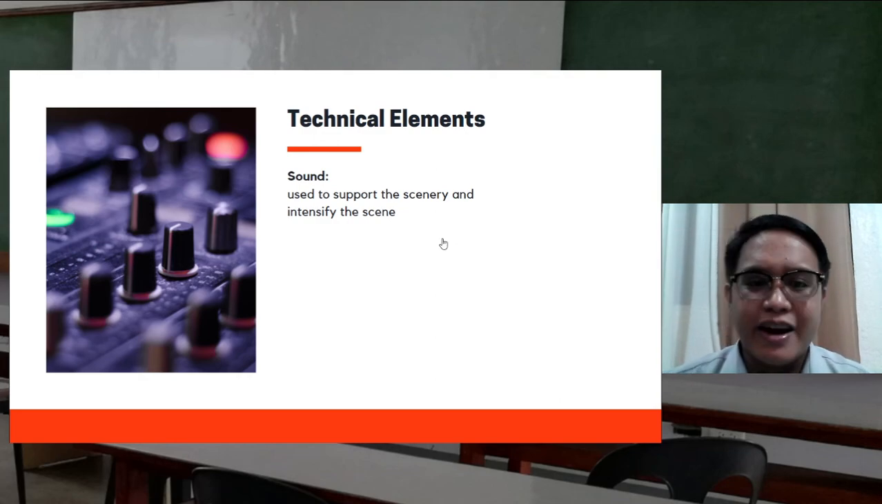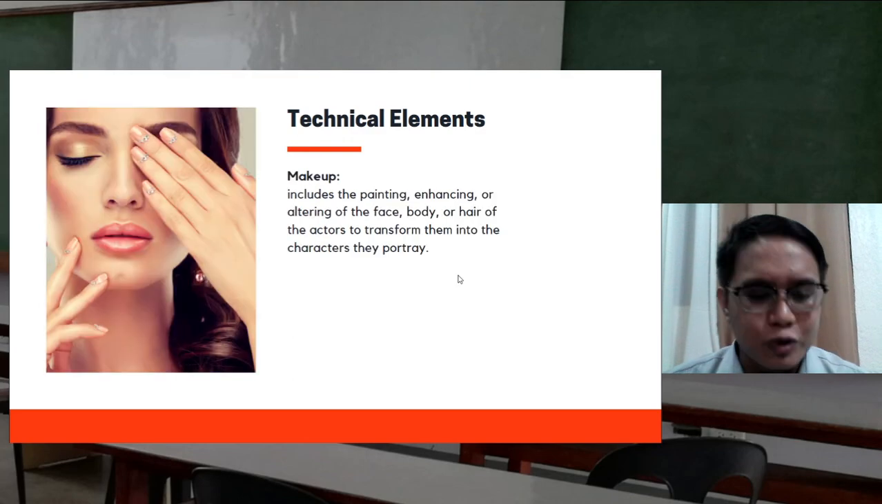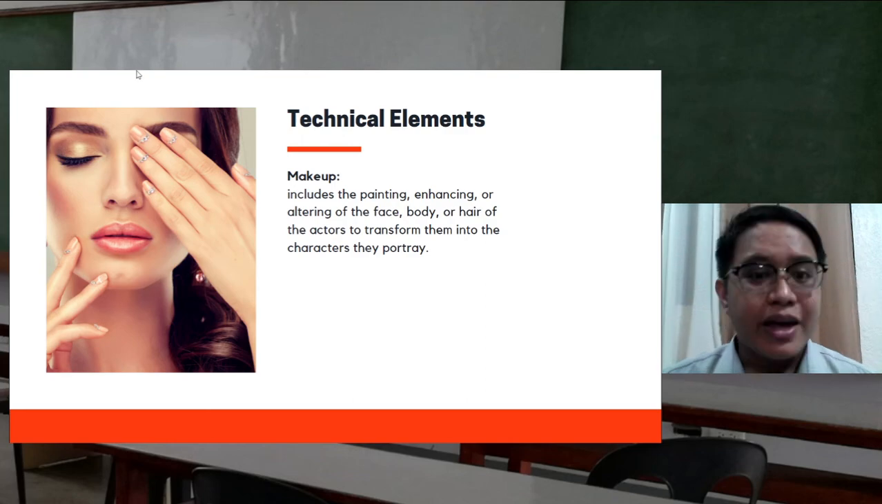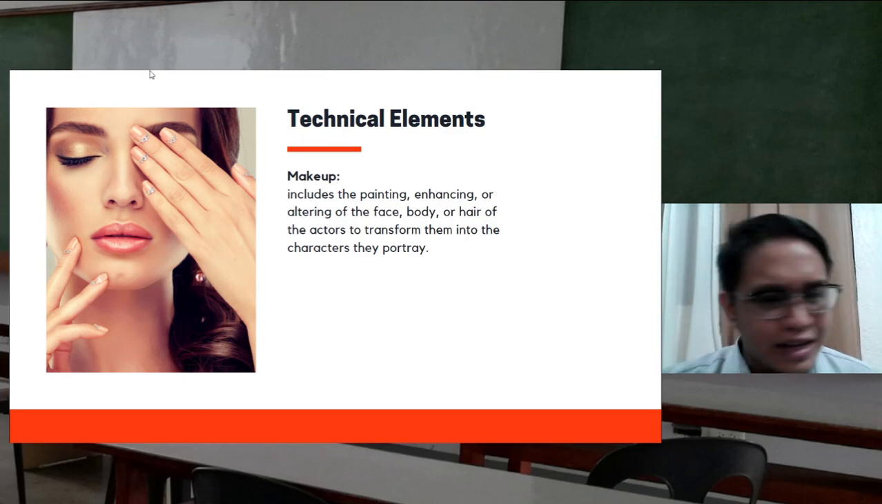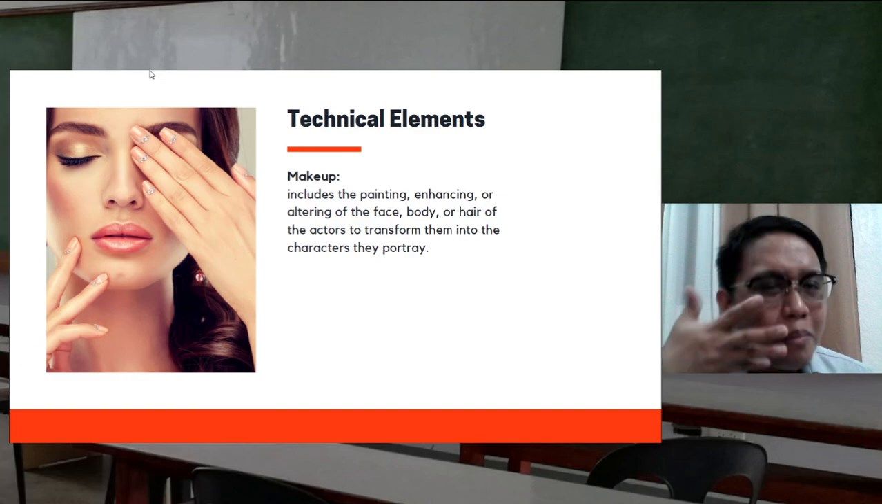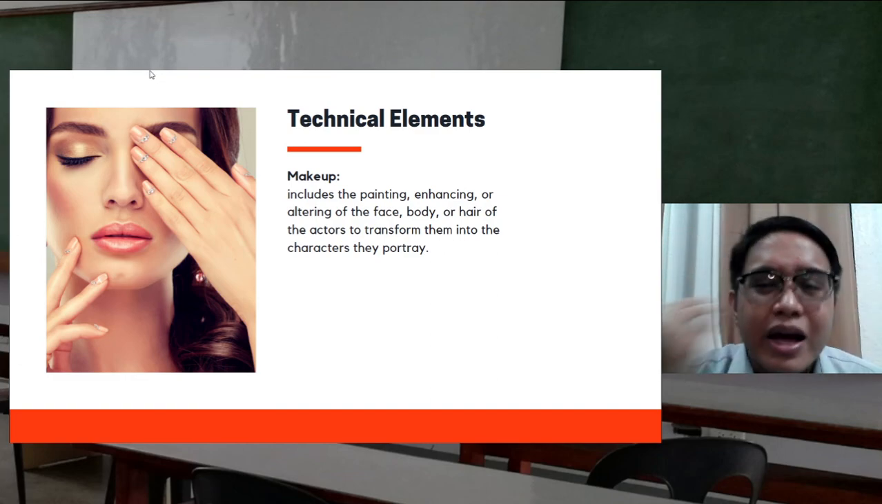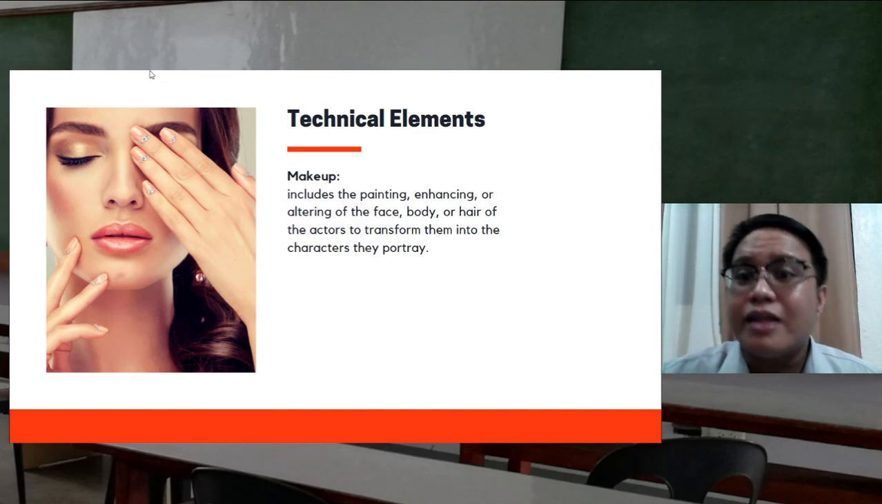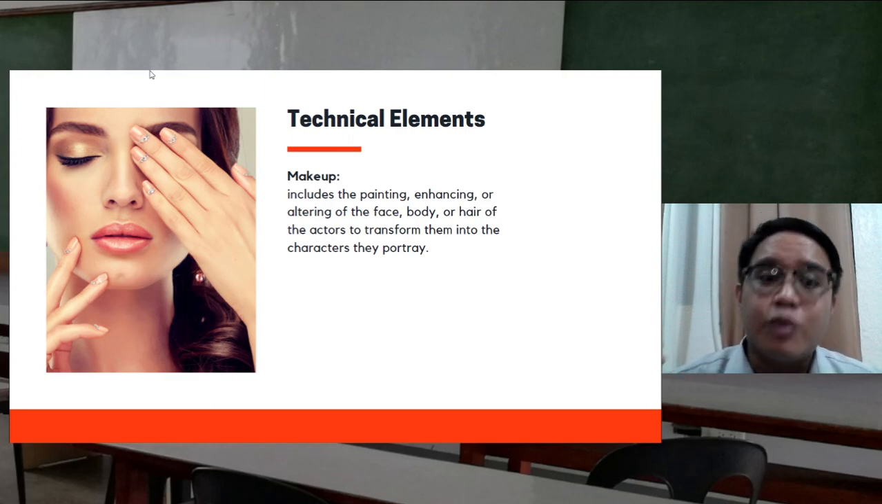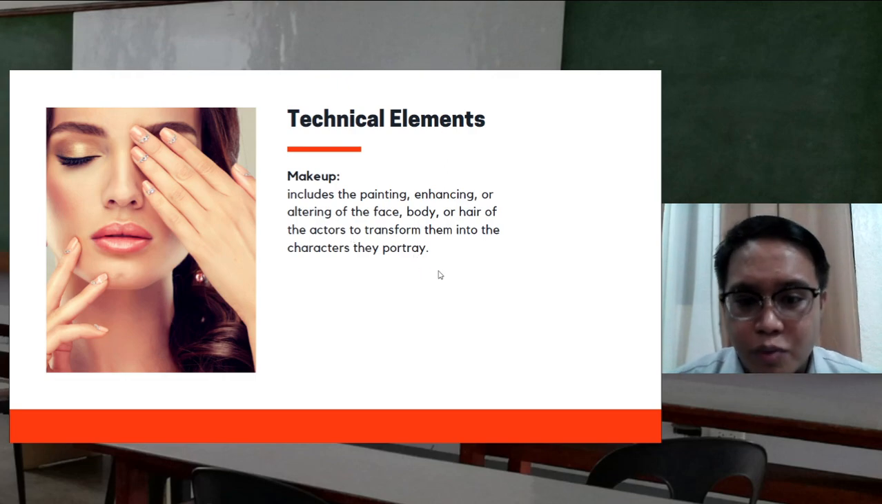Okay, next, let's go to makeup. Yes, apil ang makeup. It includes the painting, enhancing, and altering of the face, like the zombies and the like. So that's included in the makeup. This makeup transforms them into the characters they portray.